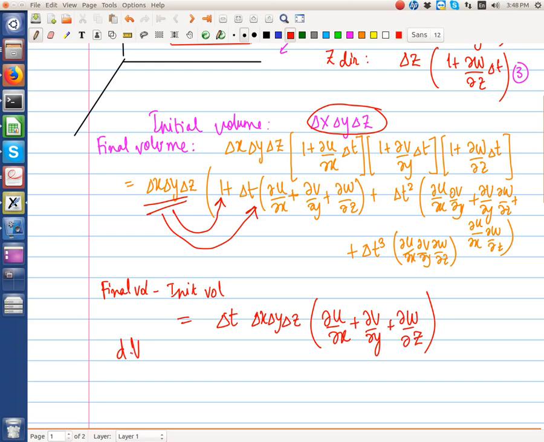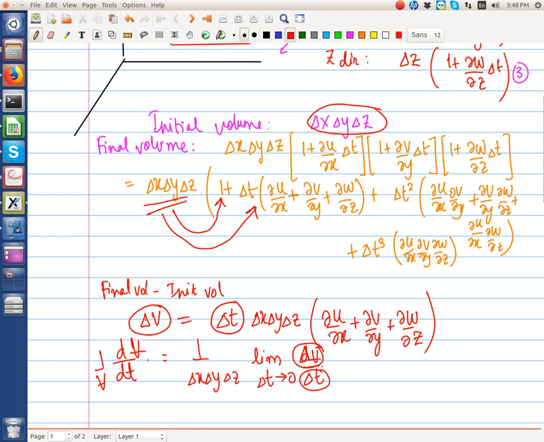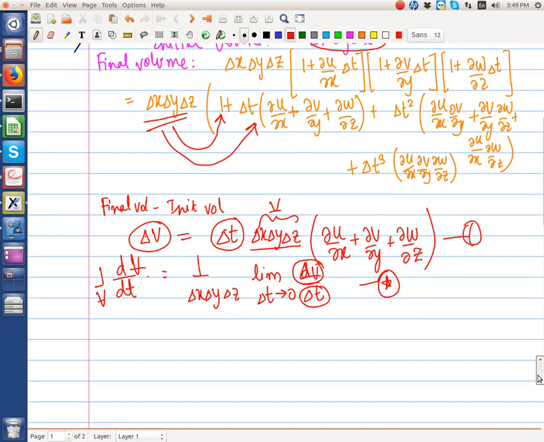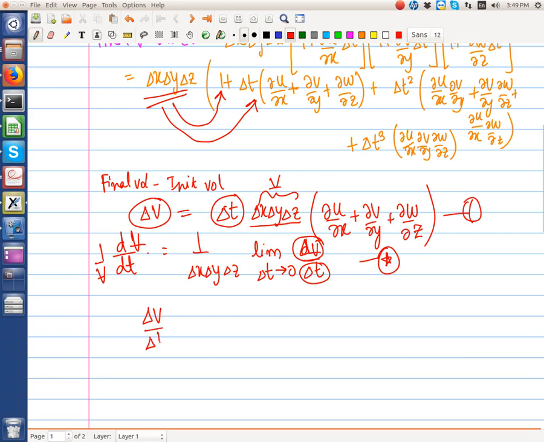So (1/V) dV/dt is basically 1 by delta x, delta y, delta z times the limit as delta t tends to 0 of delta V by delta t. So this is delta V, we have delta t over here, so we have delta V by delta t and 1 by V, and this term is V. So using this equation and this equation we obtain (1/V) limit as delta t tends to 0 of delta V by delta t is equal to ∂u/∂x + ∂v/∂y + ∂w/∂z.